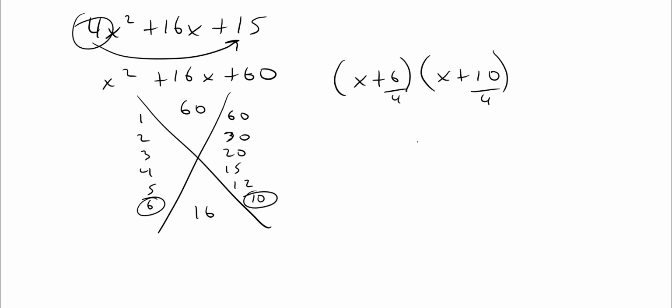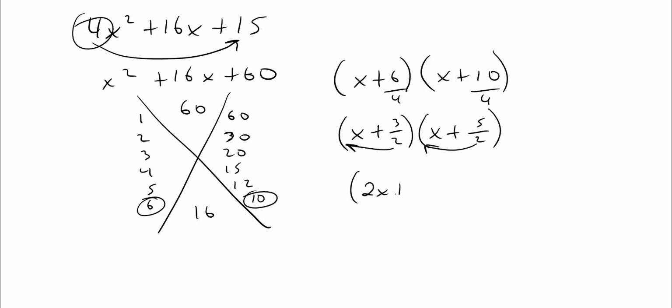All right, and then you have to reduce it. Really, really important. So of course, I'm just going to reduce it here. So x plus 3/2 and x plus 5/2. Okay, and then you slide it over like that. So you wind up getting 2x plus 3 and 2x plus 5. Not bad.